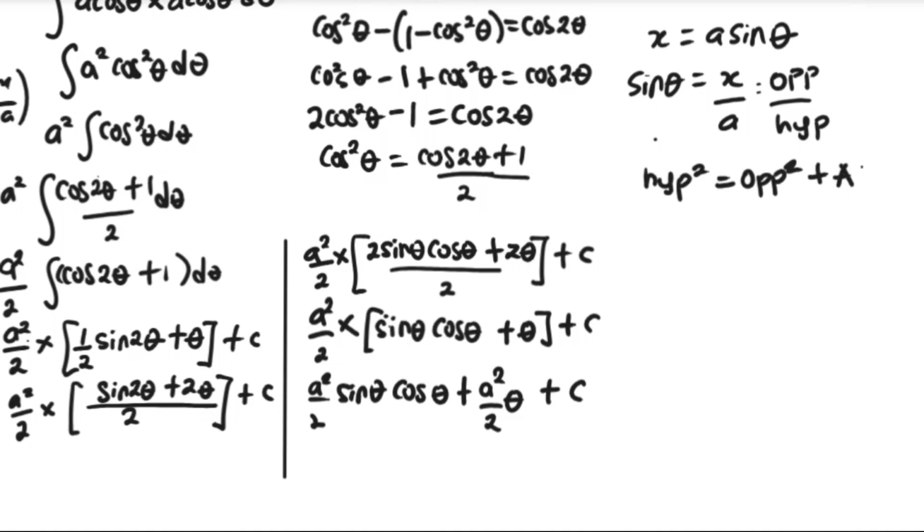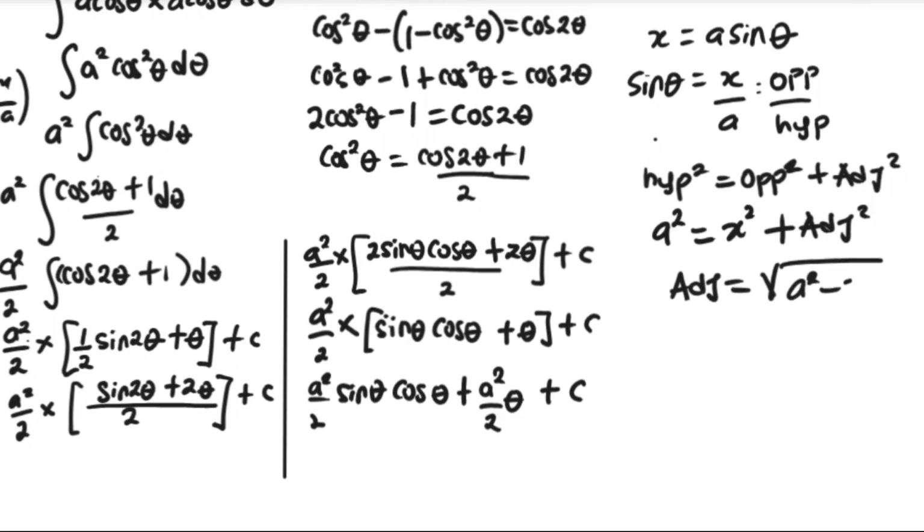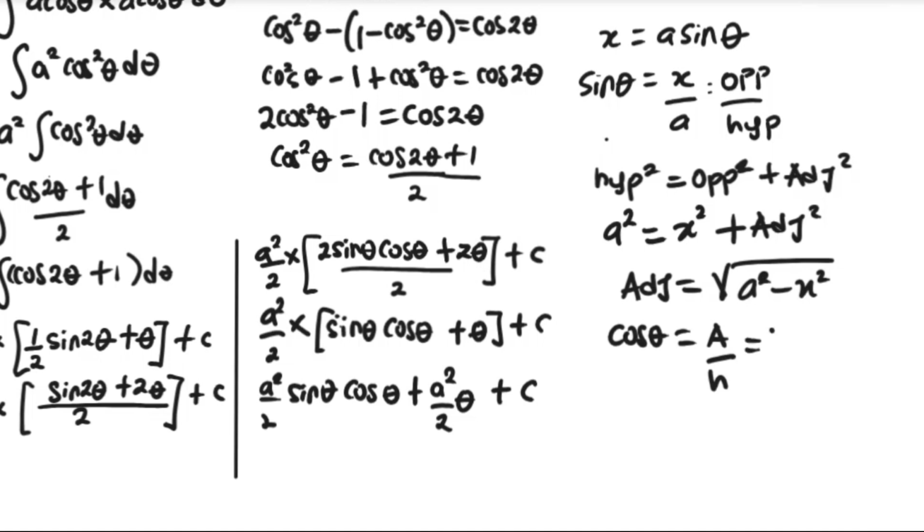So our hypotenuse here is a. So a square will give us our opposite, that's x square, plus adjacent square. If you make your adjacent the subject of formula, this will give you the square root of a square minus x square. So it means that we can find cos theta, and we know that cos theta is our adjacent over our hypotenuse. So our adjacent here is the square root of a square minus x square divided by our hypotenuse, which is a.